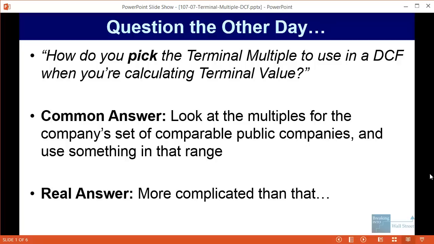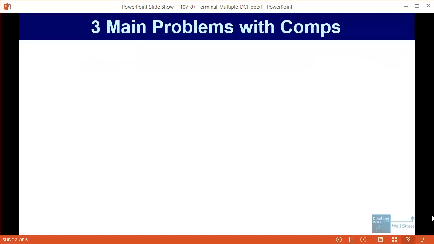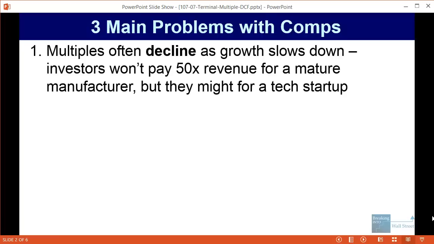Of course, as usual, the real answer is somewhat more complicated than this. And specifically, we think there are 3 main problems with using the method that I just showed you. First off, multiples like enterprise value to EBITDA and enterprise value to EBIT will often decline over time as a company's growth rate slows down, and as the industry as a whole, the growth rate there also slows down.